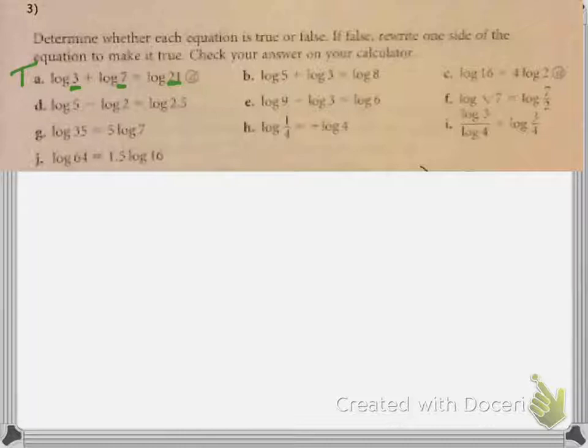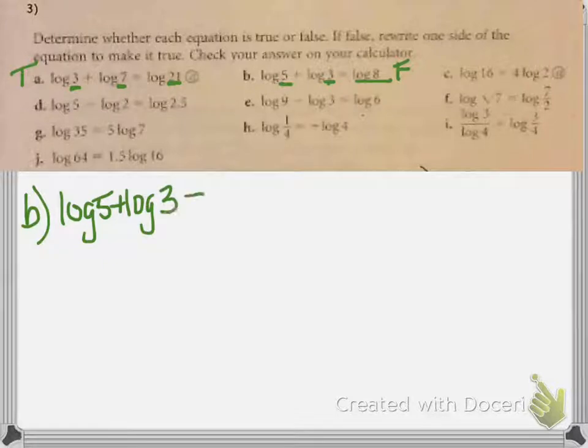Over to B, similar to A, we're adding our logs, log 5 plus log 3. However, the rule again is that when we add, we multiply to get our new log, and this one is false because they have not multiplied, they added those numbers. So in B, I would rewrite this to say log 5 plus log 3 equals log 15, not log 8.